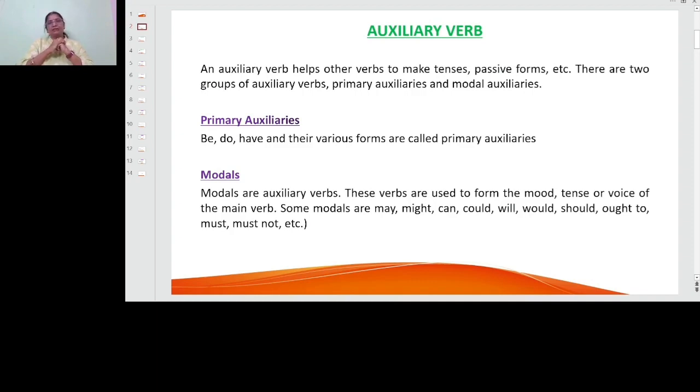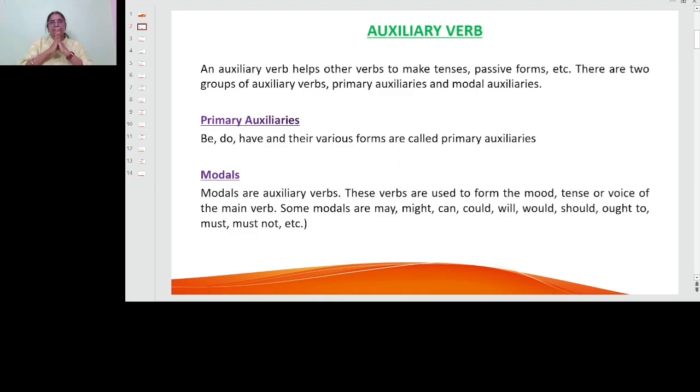What is a main verb? A main verb can stand by itself. For example, I took the lesson. Now take, took, taken, all these are the different forms of the main verb take. This is called the main verb.